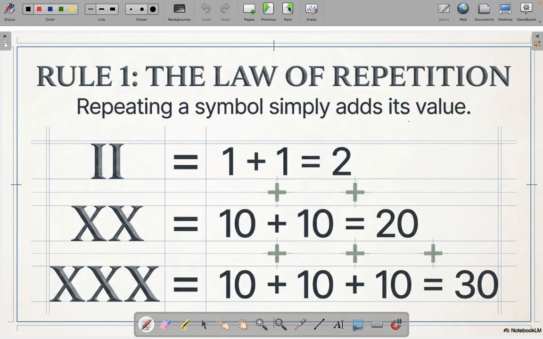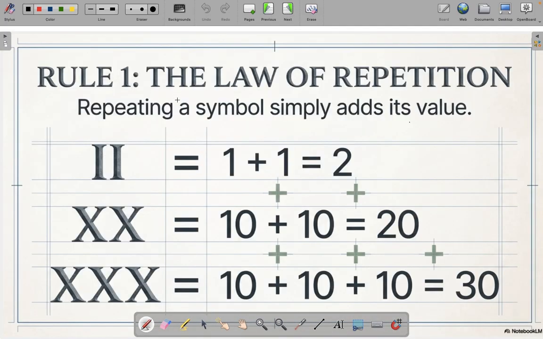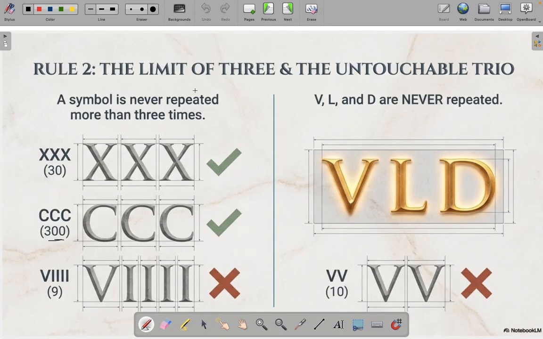So that is where you have the second rule. These rules are very important to remember. Sometimes we do know how to represent a number, but we forget the rule. So the first rule says repeating a symbol: if you're repeating any symbol, it would just add the value. The second rule says when you are repeating a letter, say X, X, X, you can do a maximum repetition of 3 times. You can only repeat a maximum of 3 times.